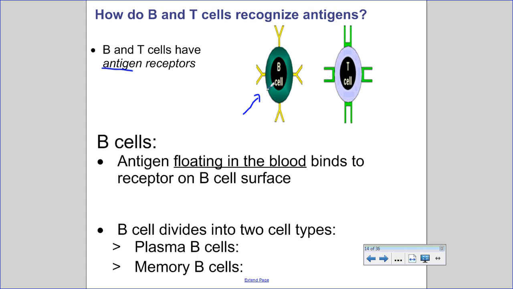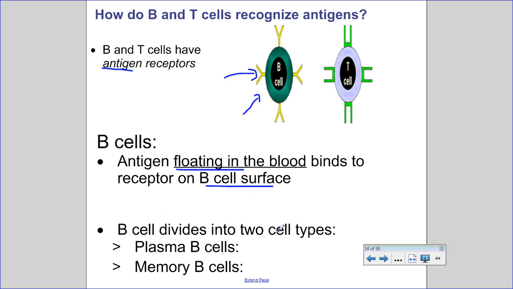Both will recognize antigens. With B cells, an antigen floating in the blood will bind to the B cell surface, or to the receptor on the B cell. And the antigen has to be a particular shape in order to fit the surface. Not all antigens will fit a receptor. There is only one receptor for one antigen. So in this way, the B cell response will be specific.